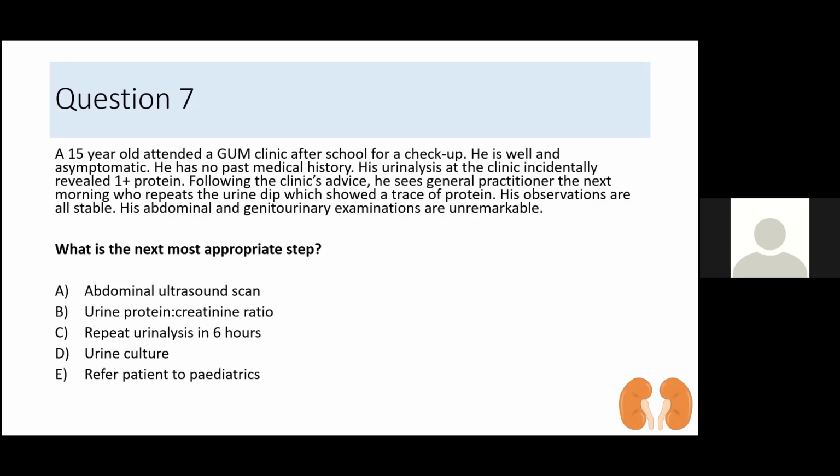Okay, so two-thirds of you have gone for option B, which is urine protein to creatinine ratio, and then 20% of you have gone for option C, and there's roughly an even spread between the other three options. The correct answer to this question is option C. Now, option B would also be done, and you typically do that after option C.